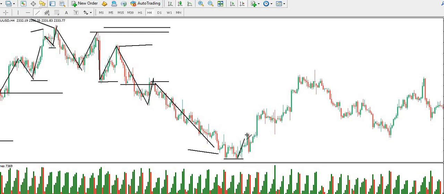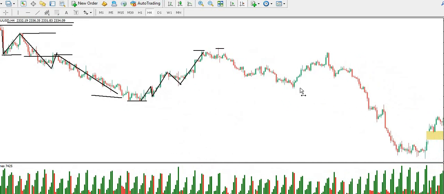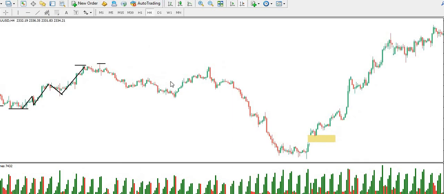So what happened? The market formed the first wave, the market formed the second wave. The second wave didn't go beyond the start of wave 1. This was the third wave, wave 3. This was wave 4. This was wave 5. And what happened at this point? The market formed a reversal pattern, the double top pattern.